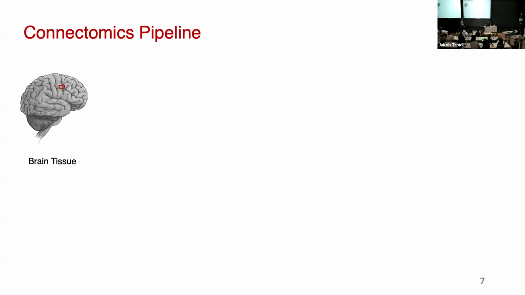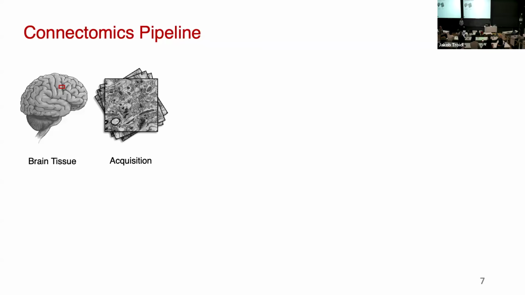Okay, so how do we actually reconstruct or get a connectome? Typically, we would start by extracting a small piece of brain tissue, either from a human or an entire brain from a fly or a mouse even. And then that piece of brain is sliced into very, very thin layers. These layers are then imaged, usually with electron microscopy, or more recently also with optical microscopy types of approaches.